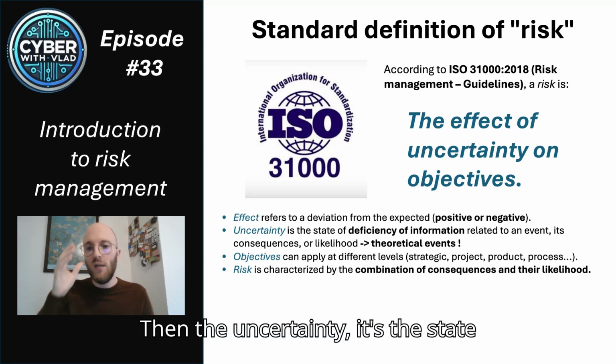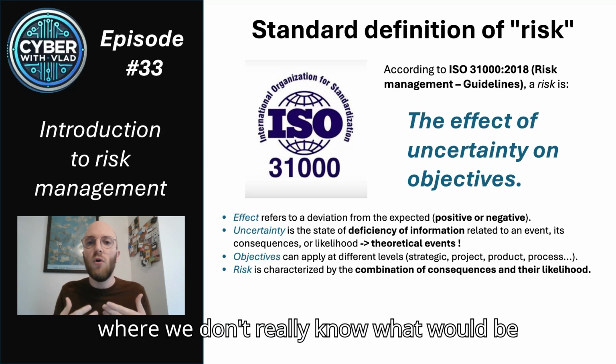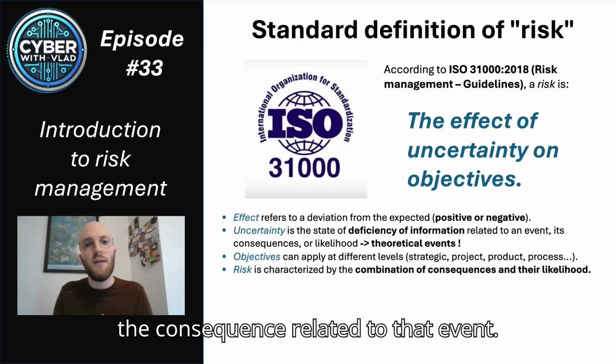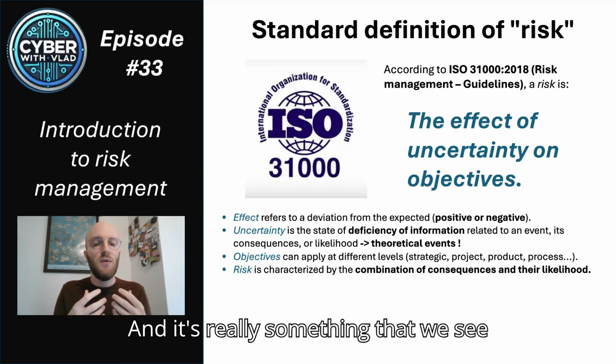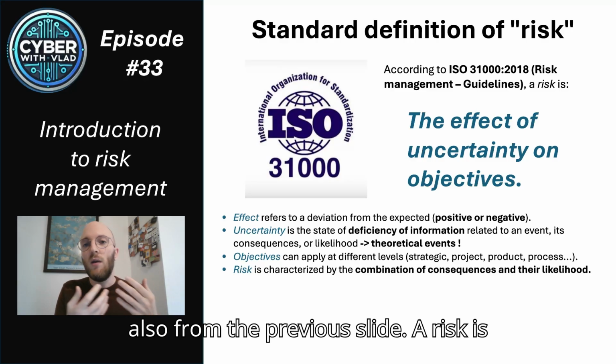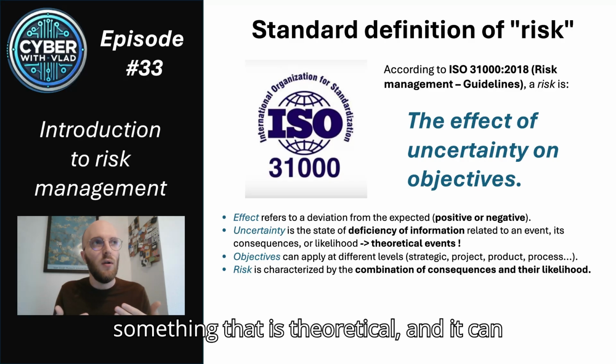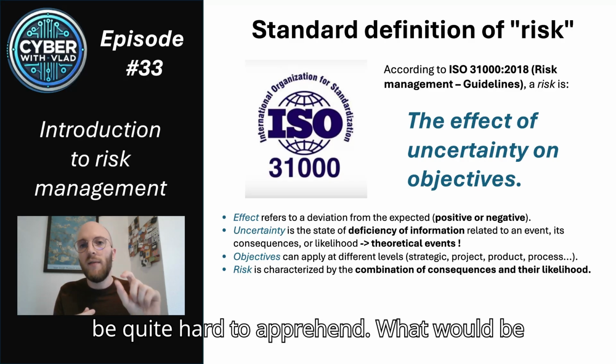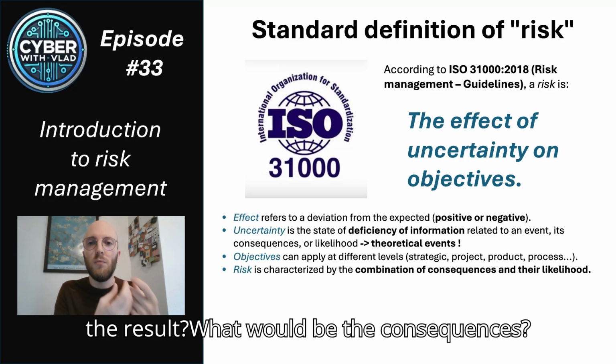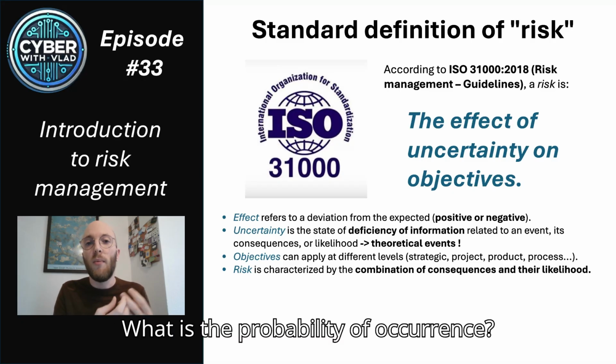Then the uncertainty is the state where we don't really know what the consequence related to that event would be. And it's really something that we see also from the previous slide. A risk is something that is theoretical, and it can be quite hard to apprehend what the result would be, what the consequences would be, what the probability of occurrence is.